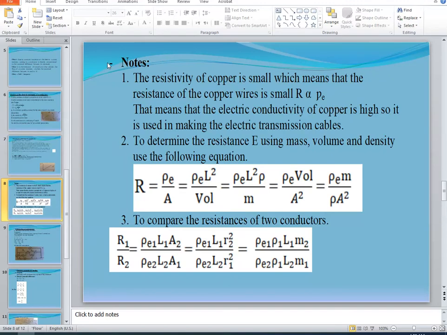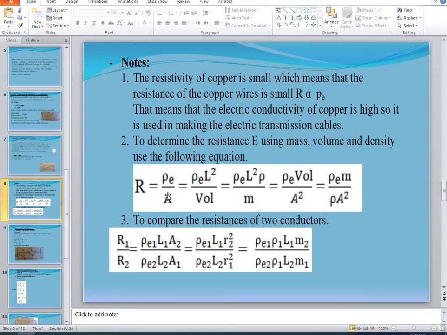You know that R equals rho_e L over A. But we need to calculate R by using the volume. How can we bring in the volume? Of course, you know that volume equals L times L times L. L times L means area. So volume equals area times length. From here, area equals volume over length, and length equals volume over area.